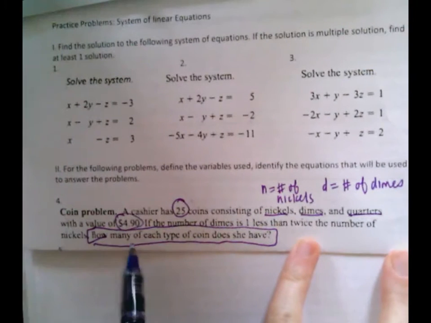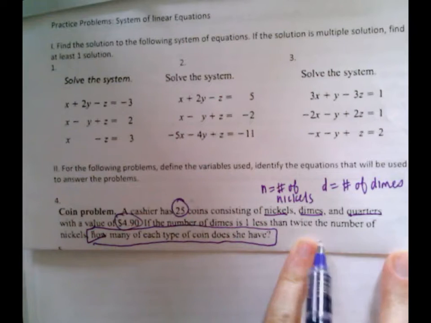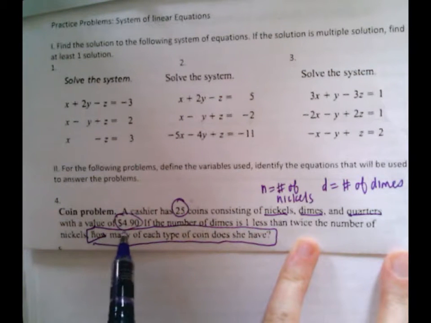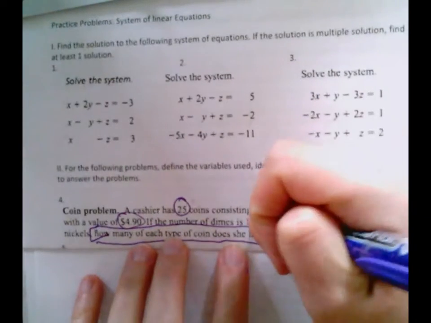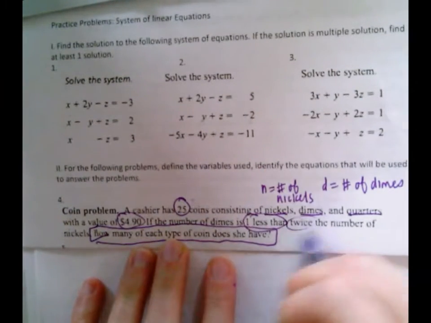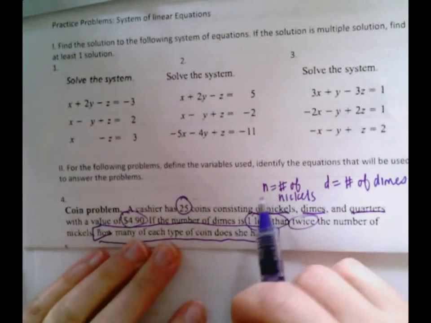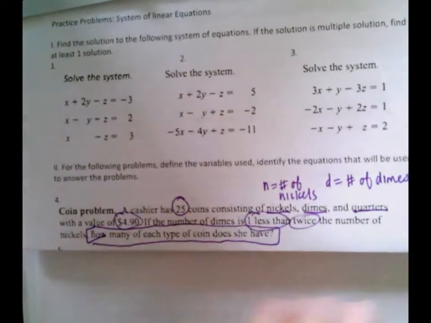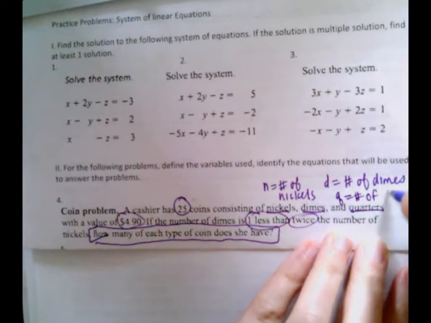So we have a cashier has 25 total coins consisting of nickels, dimes, and quarters with a value of $4.90. If the number of dimes is one less than twice the number of nickels, how many of each type of coin does she have? Okay, so first step would be to define our variables. I already started up here. So I said N is going to be the number of nickels, D is the number of dimes, Q is the number of quarters.